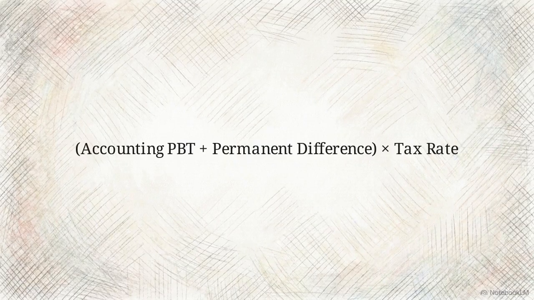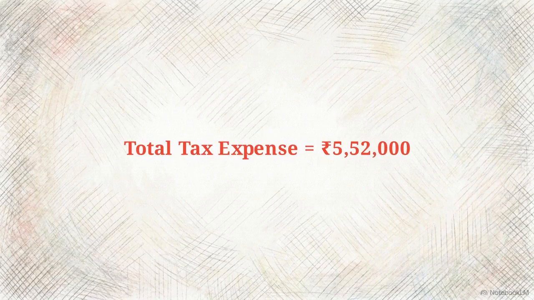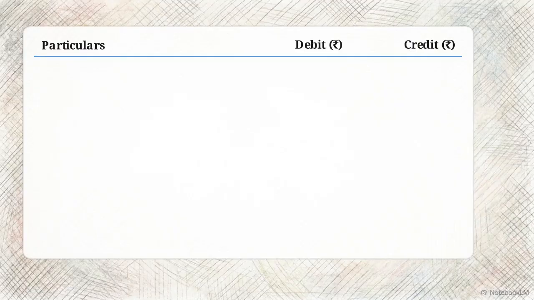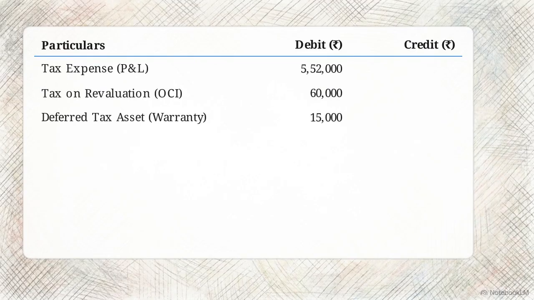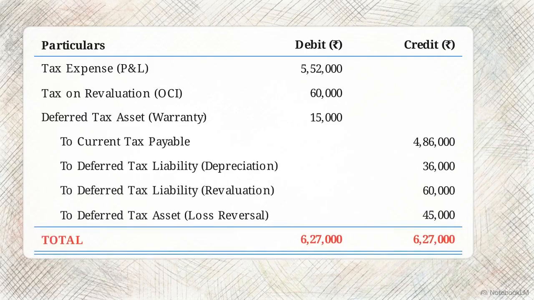We can verify this using the reconciliation formula, applying the tax rate to accounting profit adjusted for permanent differences. Using our data, 18 lakh accounting profit plus the 40,000 permanent difference multiplied by 30% equals 5,52,000. Both approaches match. The final accounting entry debits tax expense and OCI, while crediting the current tax payable and recording the net changes to our deferred tax assets and liabilities.